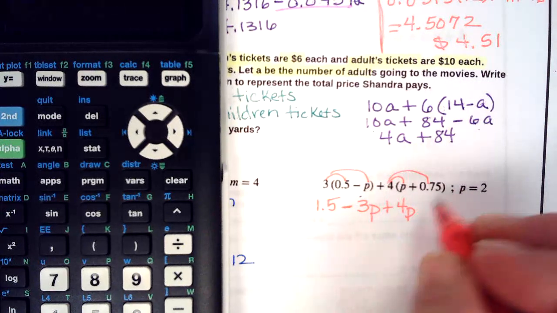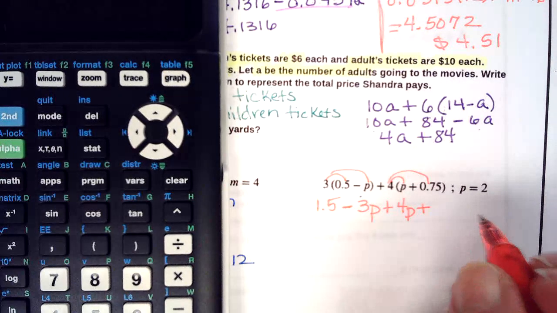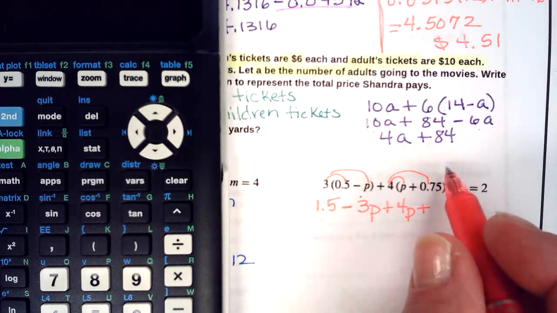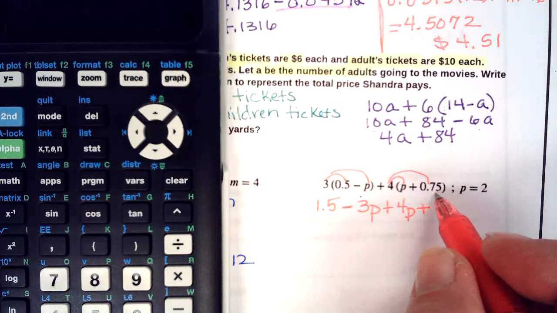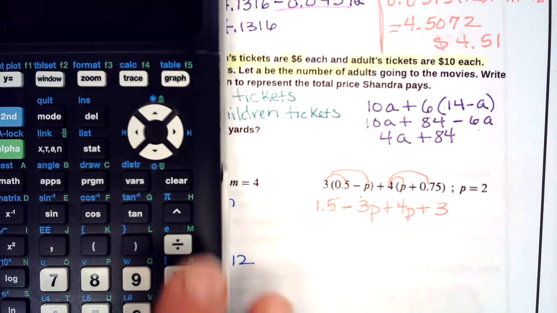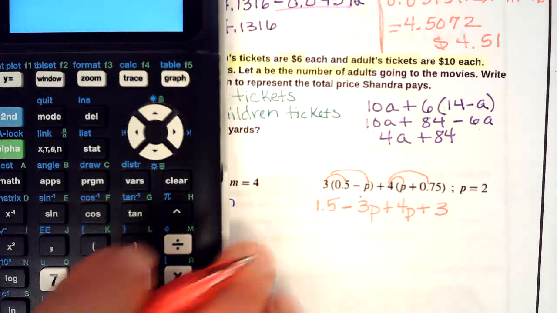4 times 0.75. 75 cents times 4 would give me $3, because this would be 3 over 4. That's 3/4 of a dollar. 4, so that would be 3. Now, whenever you're not sure, you go ahead and put it in your calculator to check your answer, and it is 3.